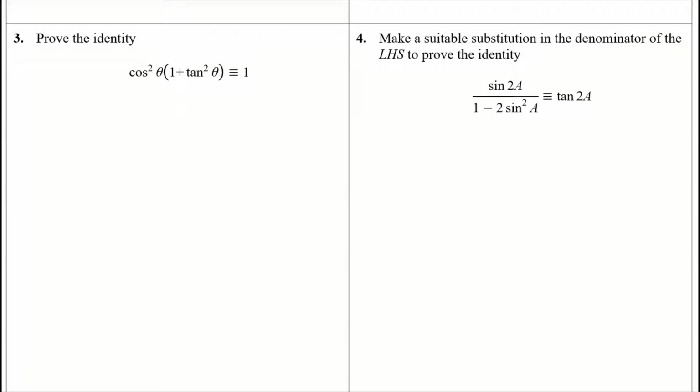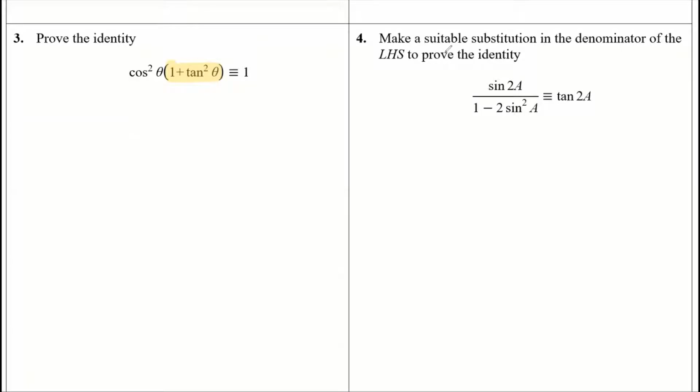In question 3, we're going to continue the theme of spotting the identity. Now, let's have a look at what we have. Well, we've got cos squared, but we have 1 plus tan squared. And I'm going to focus on this for a second. It's the same idea as question 2. Is there an identity we can use to make a substitution for 1 plus tan squared theta? Indeed, there is.